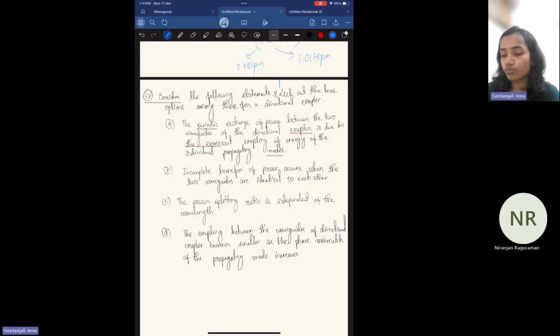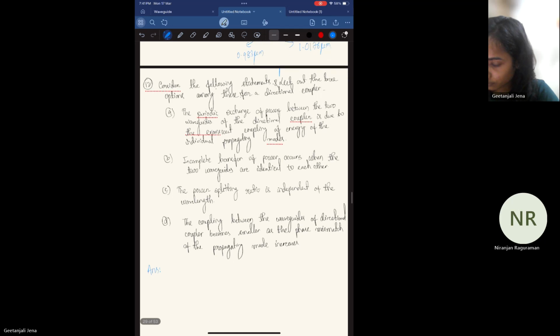Let me know which of these four options is true and which are wrong. A is true. Okay, so only A is true. Any other option that you can think of?